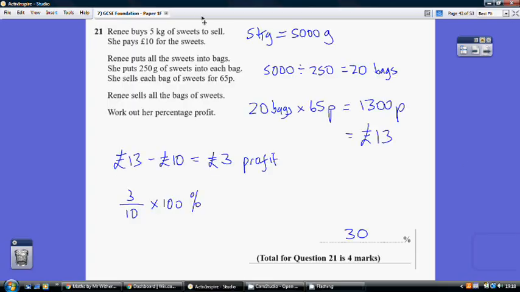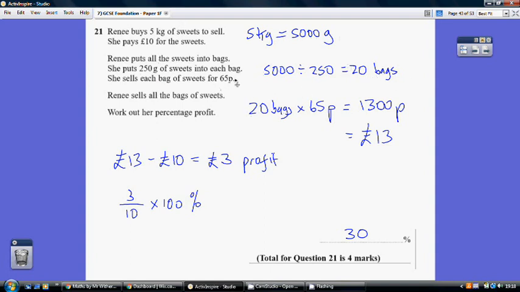Question 21. Let's start off by converting the 5 kilograms of sweets into grams. There are 1,000 grams in a kilogram, so the 5 kilogram bag of sweets that's been bought is 5,000 grams. Now, Renee's going to put this into 250 gram bags. So how many bags is Renee going to be able to produce? Well, 5,000 divided by 250 means she can produce 20 bags of sweets.